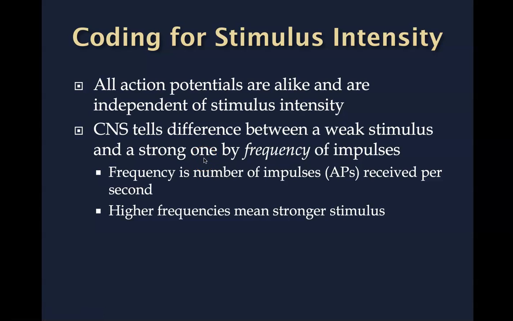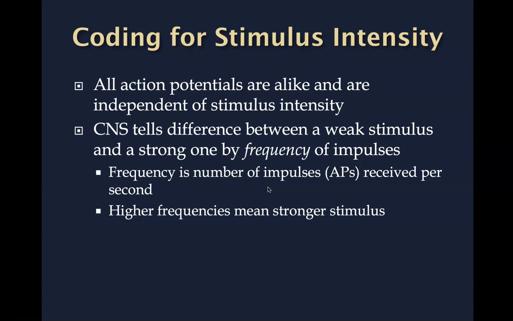So really quick, this is an important point, and I want to make sure that I bring this up. All action potentials are alike, right? Because once you've hit threshold, the action potential is going to go all the way down the axon. So how does the central nervous system tell the difference between a weak stimulus and a stronger stimulus, like a light pressure versus deep pressure? The way that it does that is by the frequency of impulses. It's not like you have a bigger action potential. All the action potentials are the same. They're all or none.